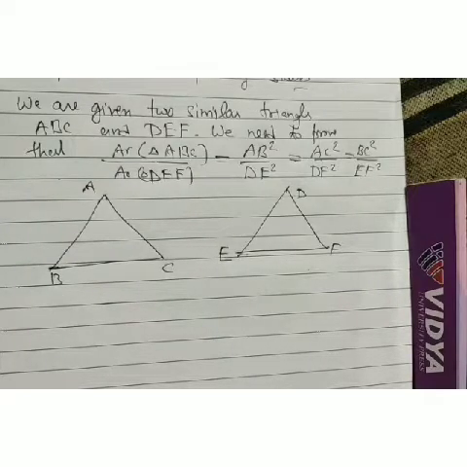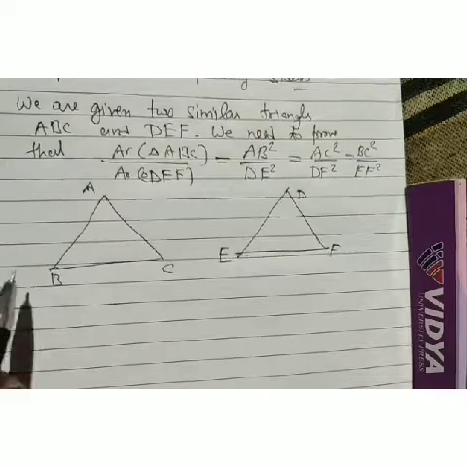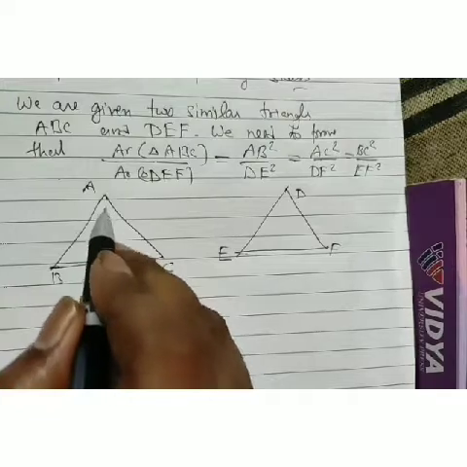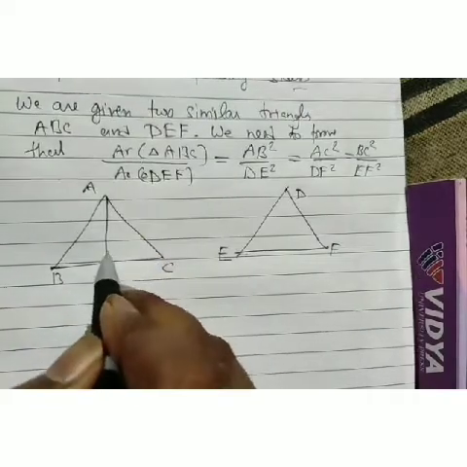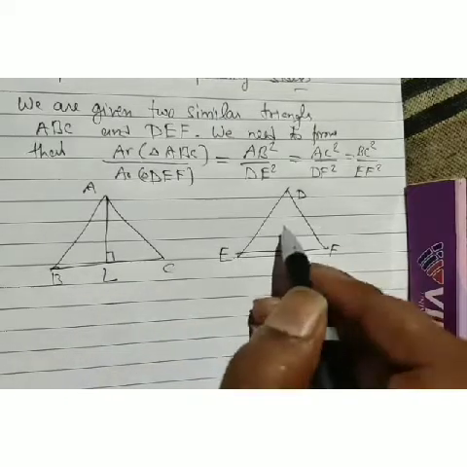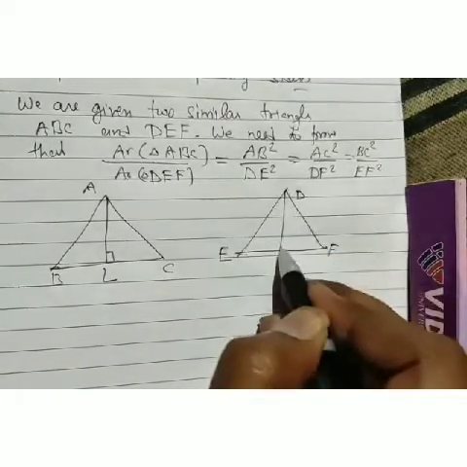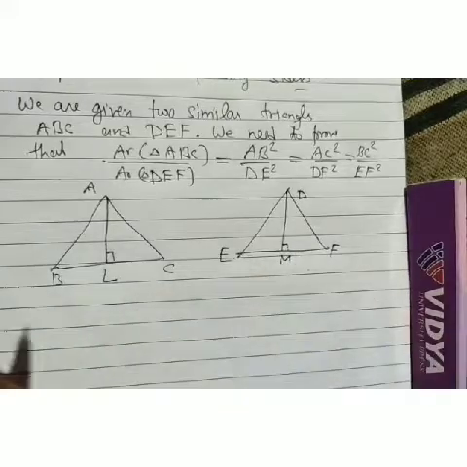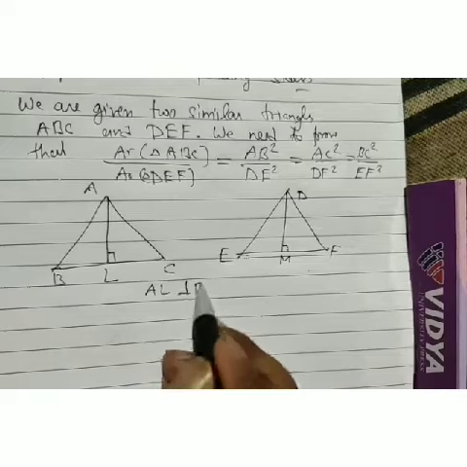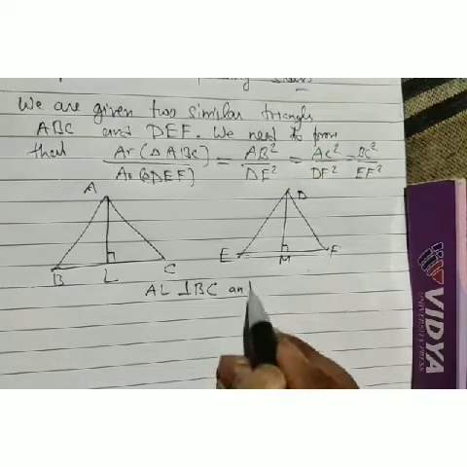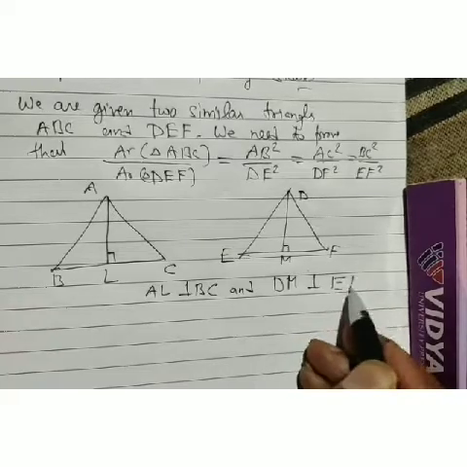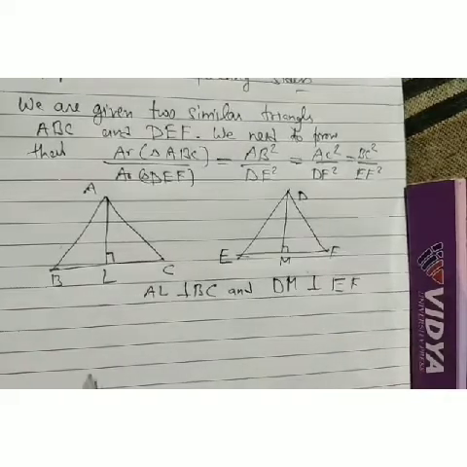Then what do we do? In the construction part, we are going to draw two perpendiculars. We draw AL perpendicular to BC and DM perpendicular to EF.